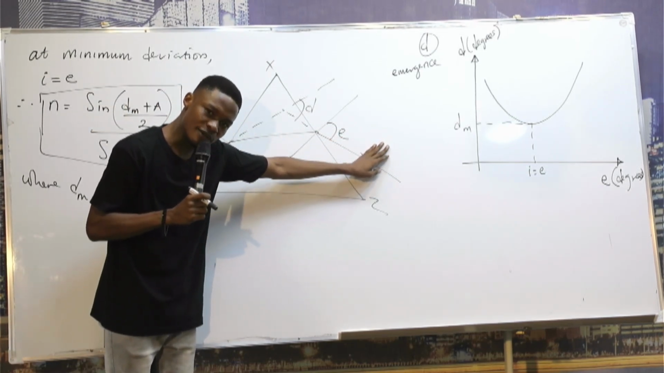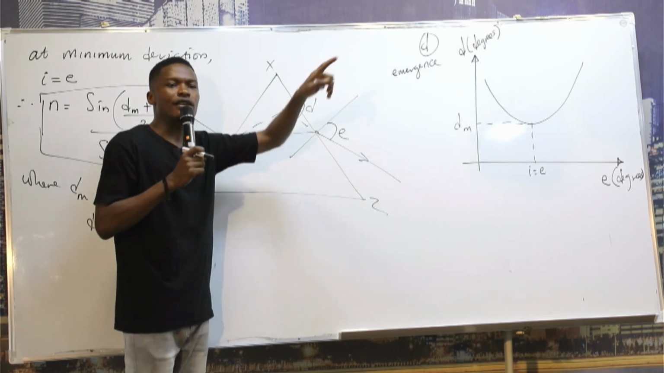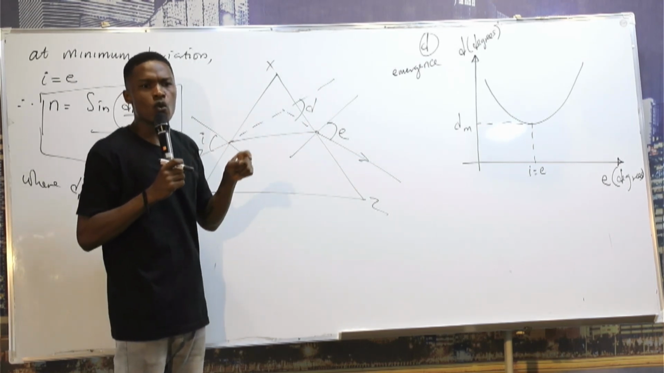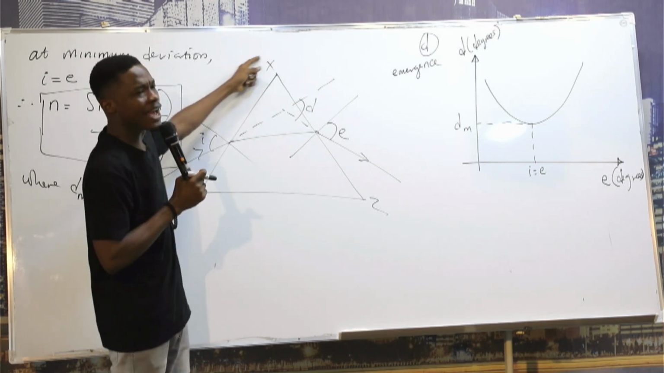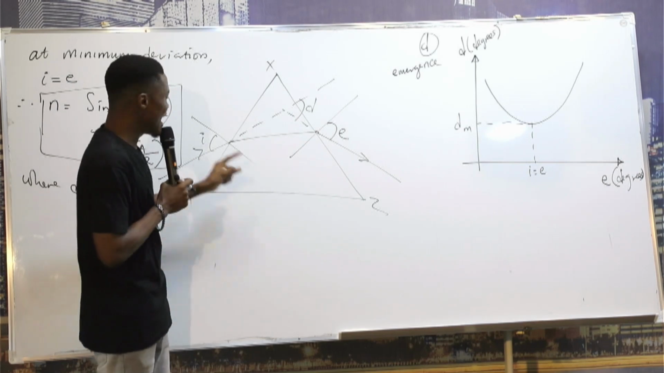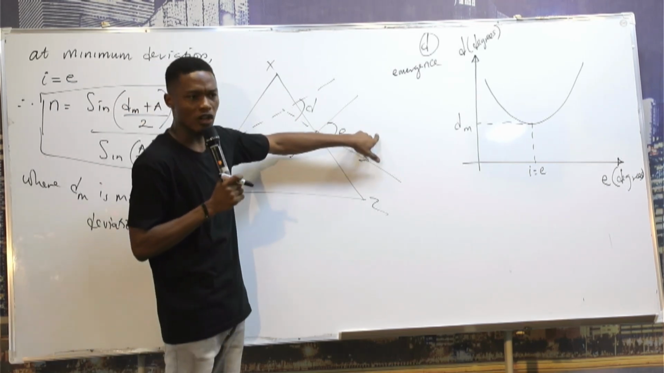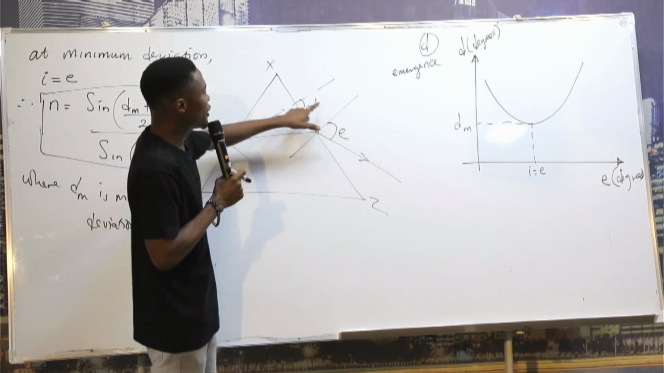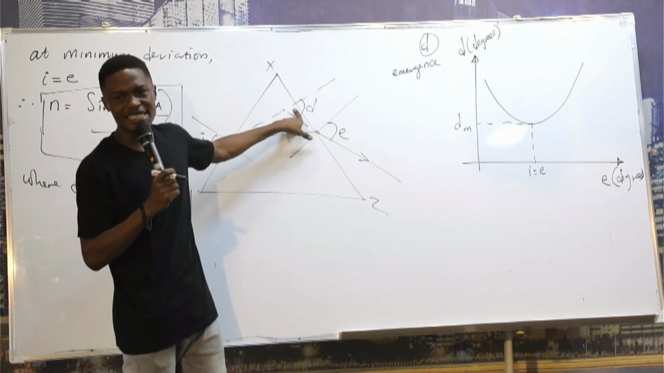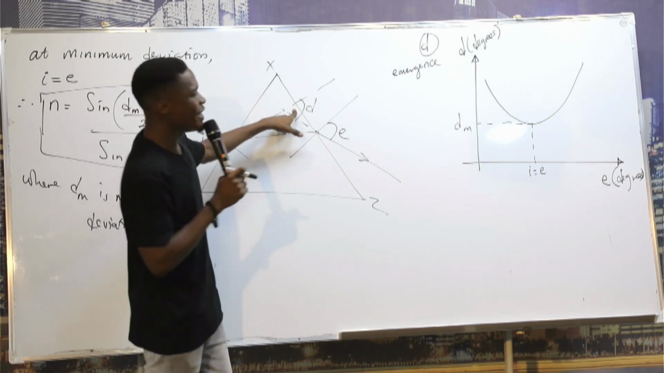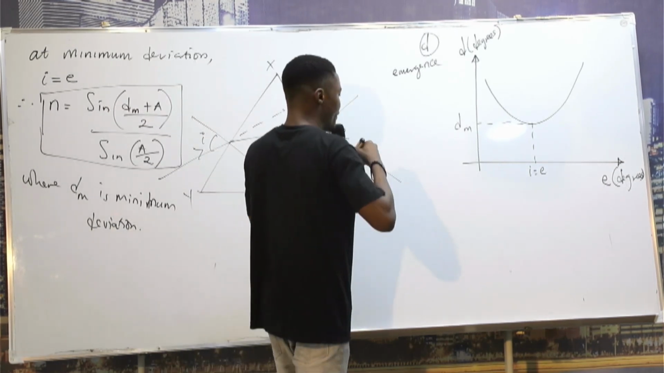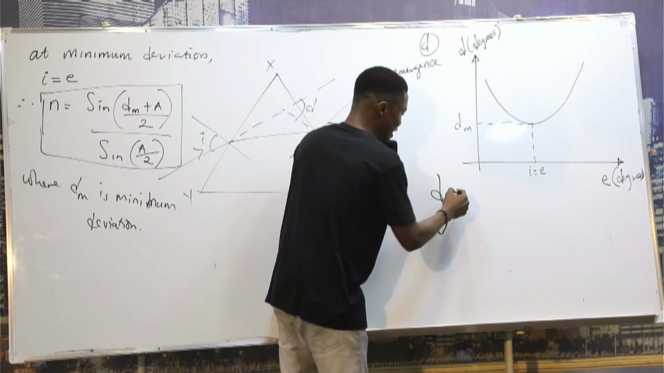E is the angle of what? Good. For a rectangular glass prism, we were talking about angle of incidence and angle of refraction. But for a triangular prism, the most important things are the angle of incidence and the angle of emergence. And of course, D, what did we say D represented? Deviation, angle of deviation.